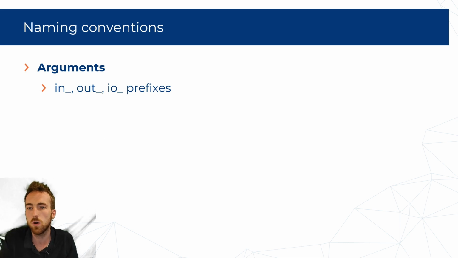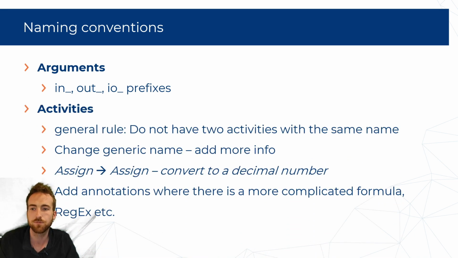Sometimes it's cool to actually put prefixes on your arguments. Arguments are kind of variables that are used to pass data between workflows. So to make it more understandable what's going on with them, you can actually include the direction in their names using in, out, or IO prefixes. Also the activities. We have a very good general rule. Do not have 2 activities with the same name in one workflow.